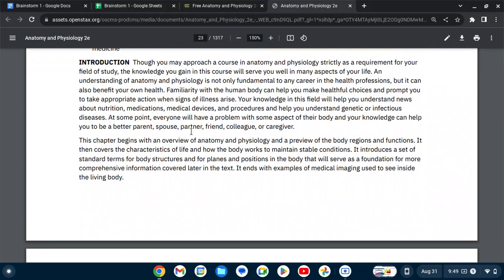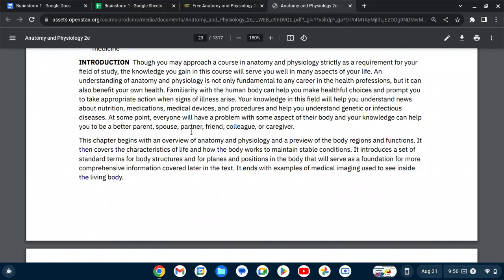Introduction. Though you may approach a course in anatomy and physiology strictly as a requirement for your field of study, the knowledge you gain in this course will serve you well in many aspects of your life. An understanding of anatomy and physiology is not only fundamental to any career in the health professions, but it can also benefit your own health. Familiarity with the human body can help you make healthful choices and prompt you to take appropriate action when signs of illness arise. Your knowledge in this field will help you understand news about nutrition, medications, medical devices, and procedures, and help you understand the genetics or infectious diseases.